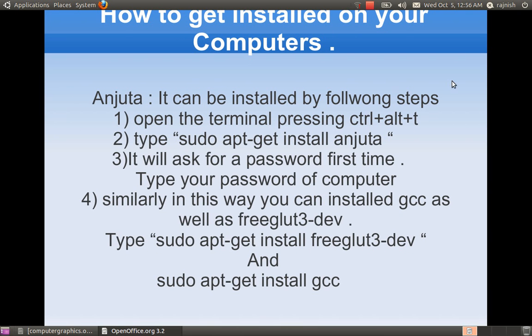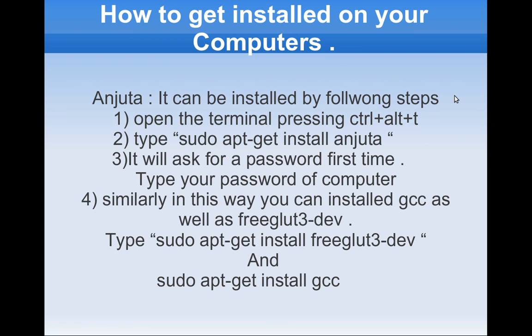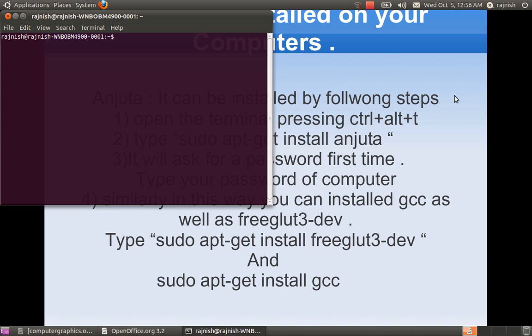Now the next question is how to get these installed on your computer. First of all, I would like to install Anjuta. Open the terminal by pressing Ctrl Alt T and type the command: sudo, which means super user do, apt-get install Anjuta. It will ask you for the system password. I type my password here.